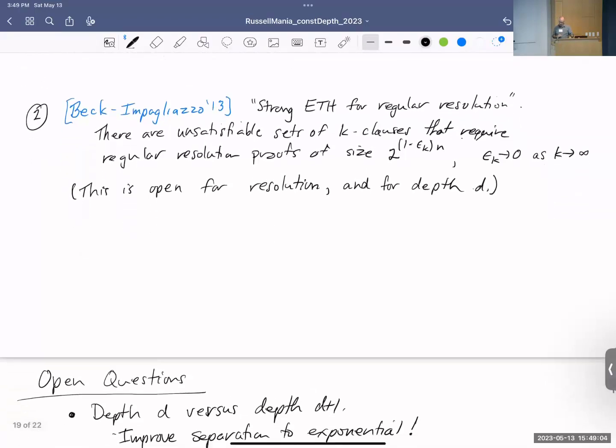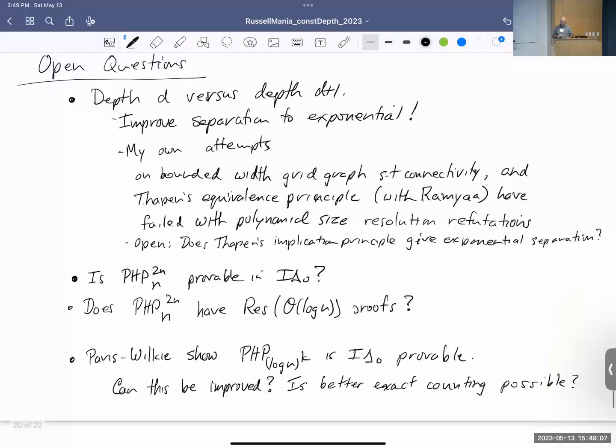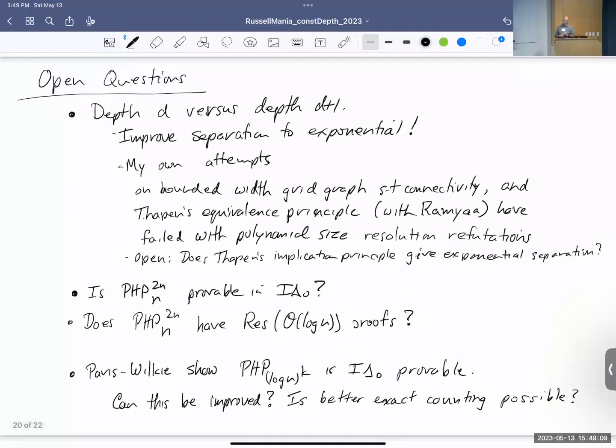And other than that, if I have another minute or two, I'll give some open questions here. Depth d versus depth d plus 1. This is something I've worked on off and on over the years, and I'd say all my own attempts have failed rather spectacularly. The two things I've worked on most seriously are bounded width grid graph st-connectivity principles, which I thought, oh, st-connectivity on a bounded width grid graph is complete for depth d AC0 formulas, so why not use that property to get, well, it didn't work.